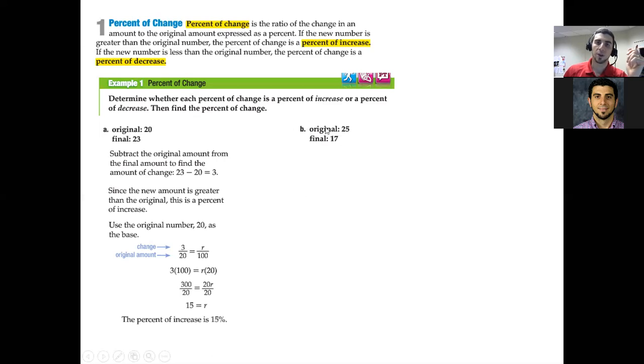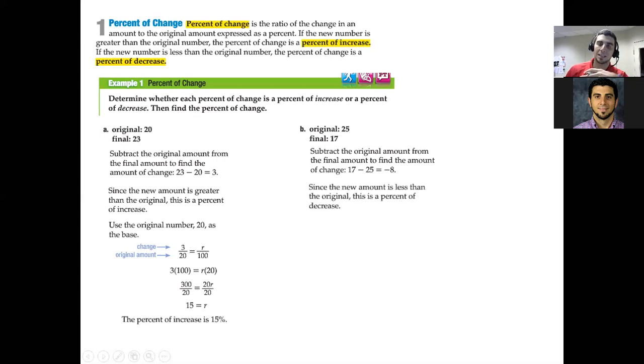Okay. In problem B here, the original is 25 and the final is less than it, so it's going to be a percent decrease. So you would do the final minus original, and you get -8 because it went down by 8. Since the new amount is less than the original, this is a percent decrease. In these problems, the original number is always the base. So set up your proportion: -8 over 25 equals R per 100, because the percent means that number per 100.